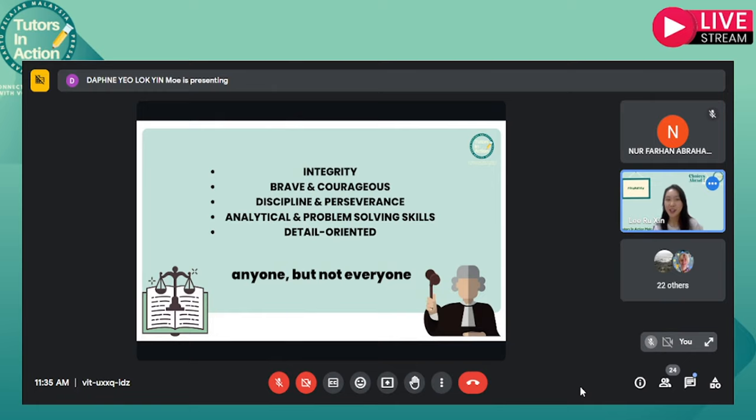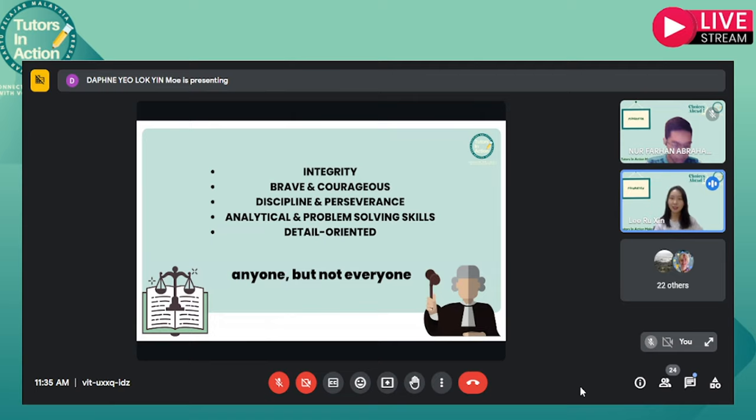For the fourth one, analytical and problem-solving skills, it's because for law subjects, yes, there's a lot of memorization, but then in your exams, you need to know how to apply what you have memorized. If you cannot apply what you have memorized, there are actually no marks given for only memorizing what provisions you are using to apply to that question itself. So you need to analyze the question and know what they want and use your problem-solving skills to solve that question.